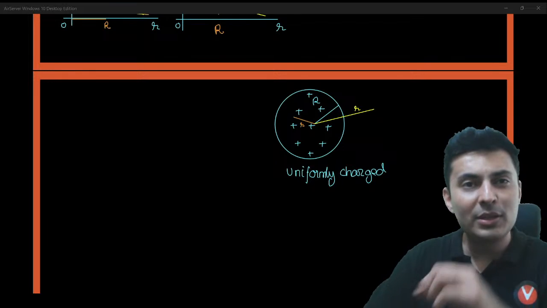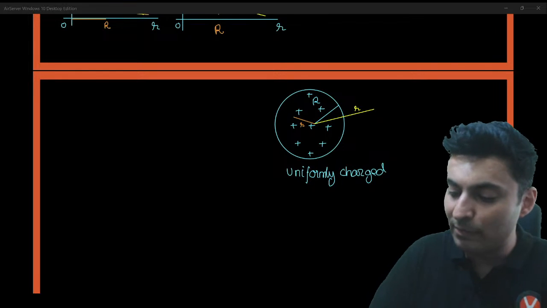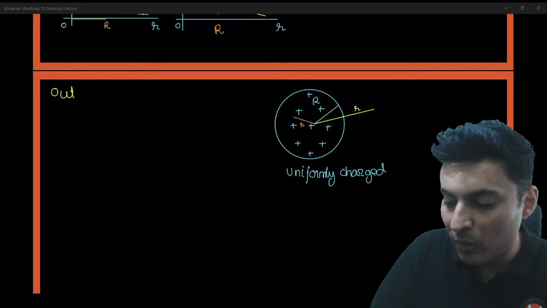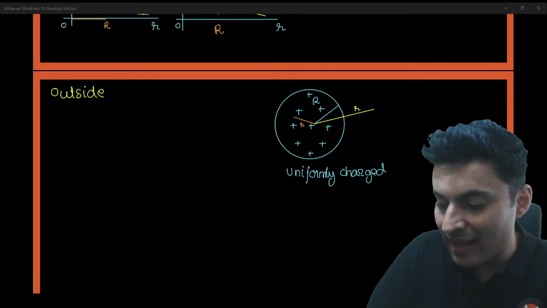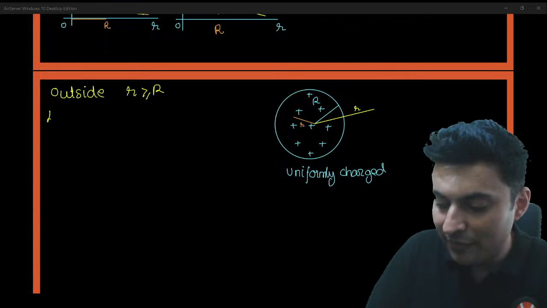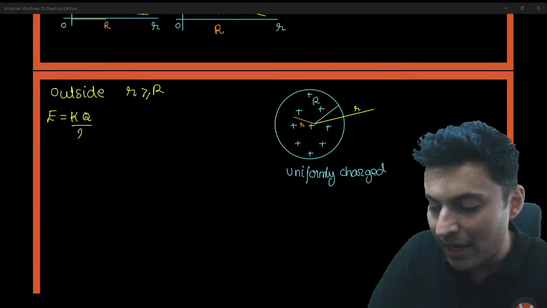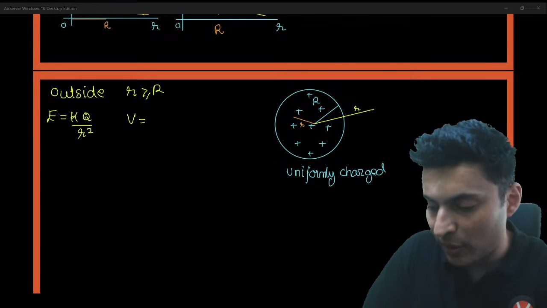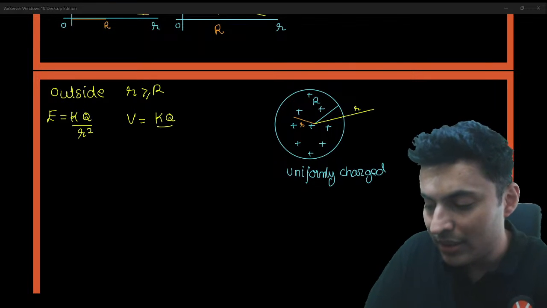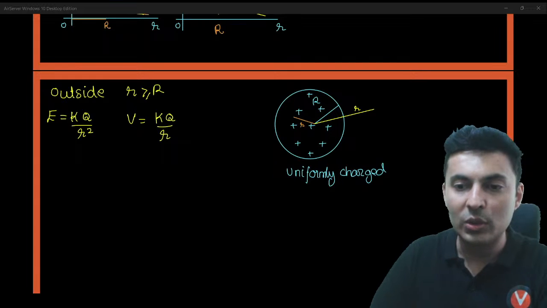The problem happens only for inside. Outside is still simple. If you talk about outside, that means r is more than or equal to R, then the field formula is still KQ divided by r square, and the potential formula is KQ divided by r.